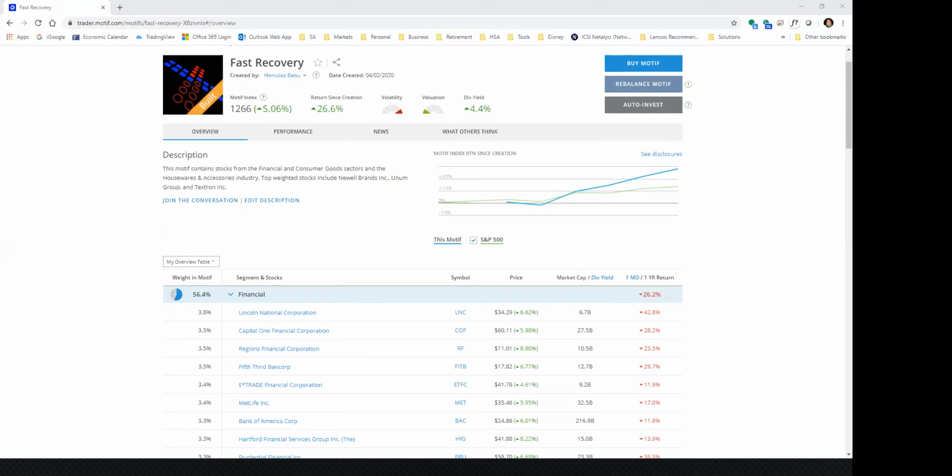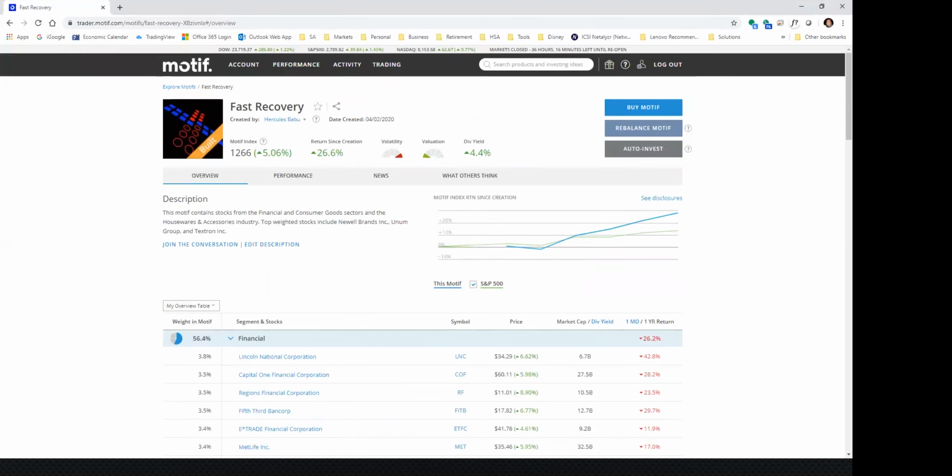If I want to buy this fast recovery basket or invest in this one, what is the minimum amount that I can invest? I think you're good with 400, 500 bucks to get started and explore with that. It's not much. You can go to a higher level too, but you can explore this one with small amounts.